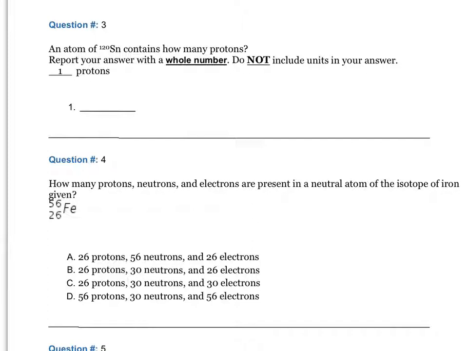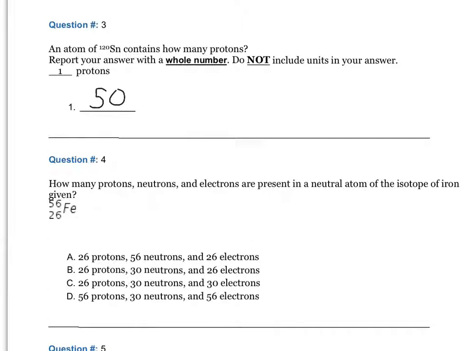Question number 3. An atom of tin-120 contains how many protons? Report your answer with a whole number. Do not include units in your answer. The answer is 50. If you look at a periodic table, tin's atomic number is 50. That's how many protons it has.